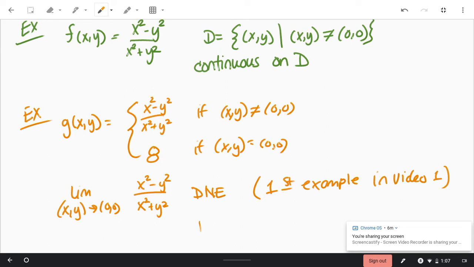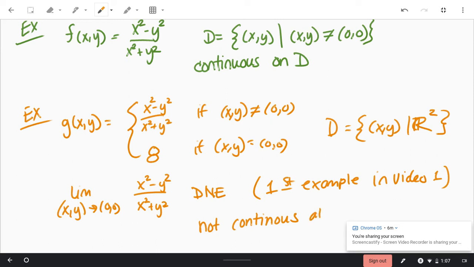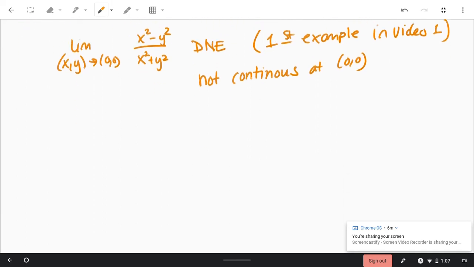So this one would not be continuous. And not only that, it's not continuous on its domain, because now it is defined for all values, right? Your domain for this one is all (x, y) in two-dimensional space. Okay, it is defined everywhere, but it's not continuous at (0, 0). It's continuous everywhere but there. Okay. Next one.